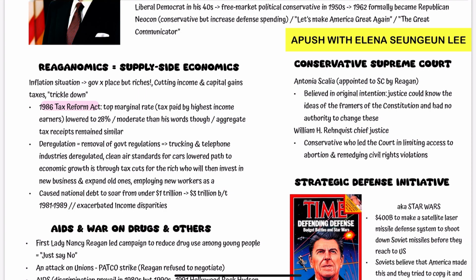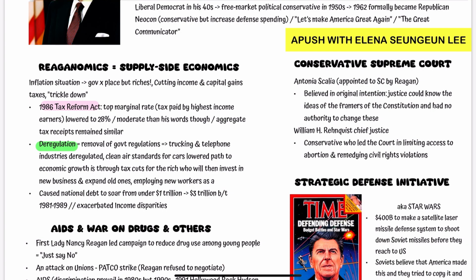Another side of supply side economics is deregulation, which is the removal of government regulations. This is also because he believed in minimizing the role of government in the market. He believed in the invisible hand, the power of the companies and the power of freedom regarding the market. So he removed government regulations in the free market. For example, the trucking and telephone industries were deregulated, and clean air standards for cars were lowered.